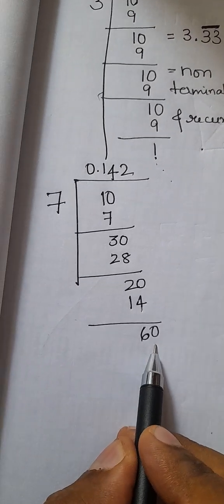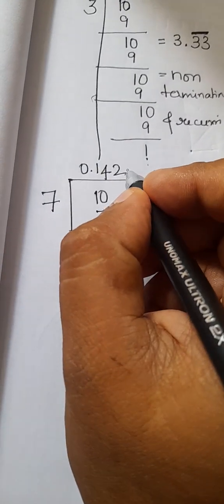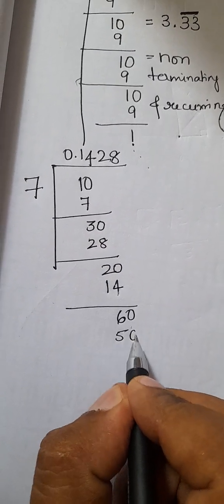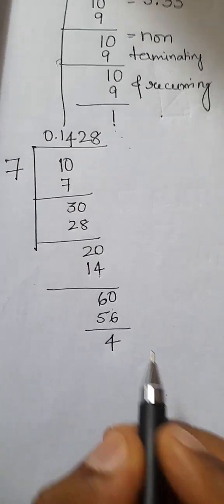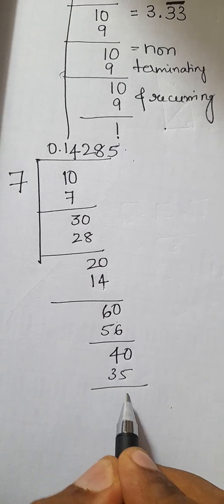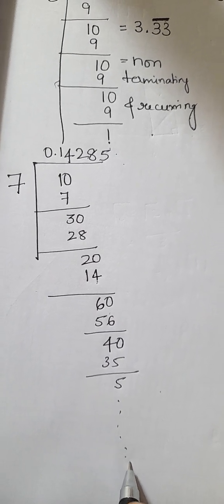So I added 0 to it. Now 7 8s are 56. I have a remainder 4. I add a 0. 7 5s are 35. Again I have 5. And you see that it is not ending.